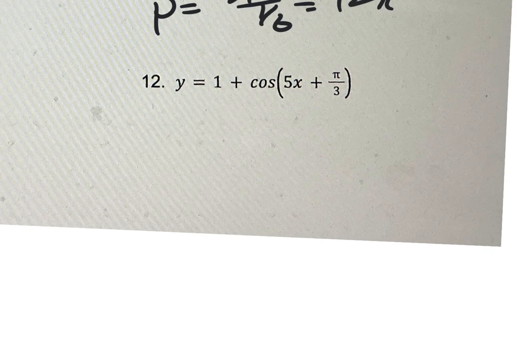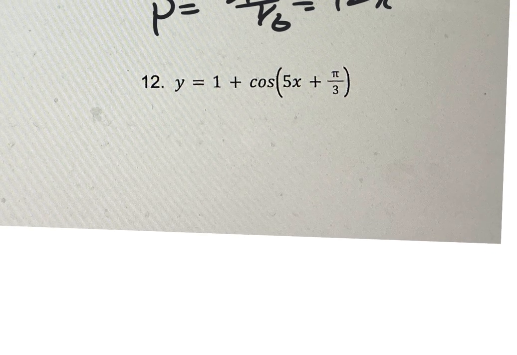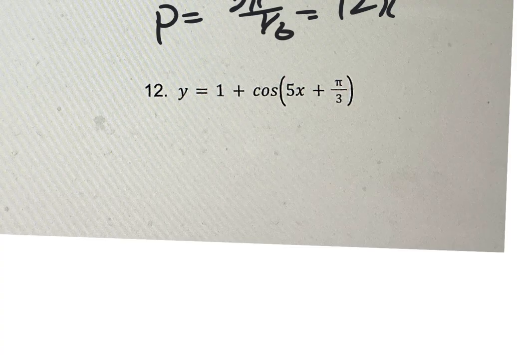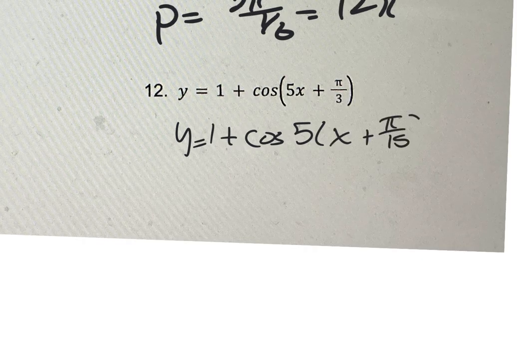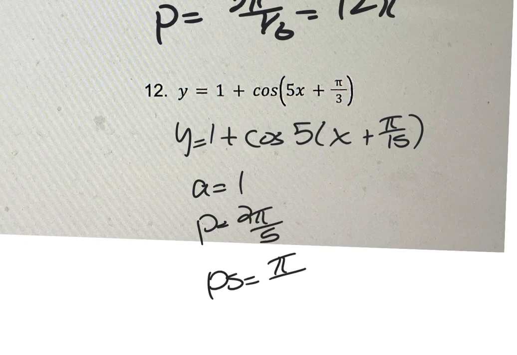And number 12, last one of these. I'm going to do it the other way. I thought about this when I did number 10 a second ago. I'm going to factor out the 5 this time, like this, because that's what we kind of did this week. Which means I've got to divide this by 5, which makes that pi over 15. Okay, so the amplitude is 1. That 1 in the front doesn't really do anything. The period, 2 pi divided by the number in front of the x, which is 5. And the phase shift is pi over 15.